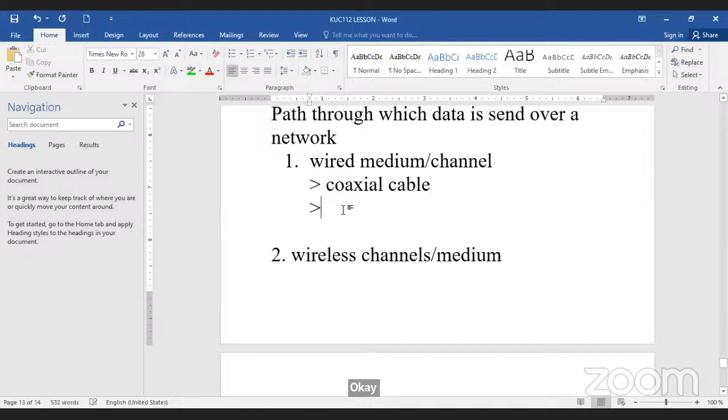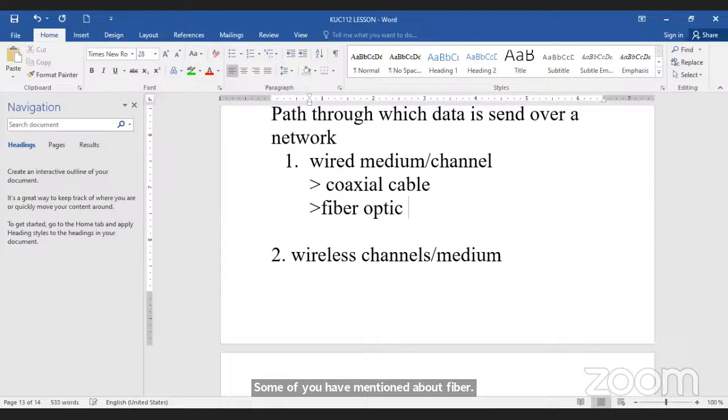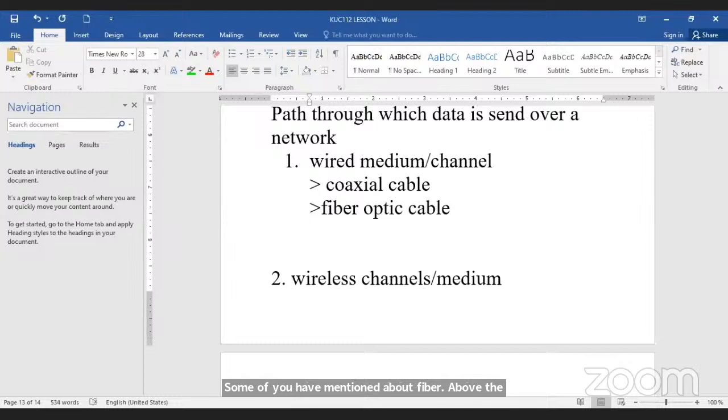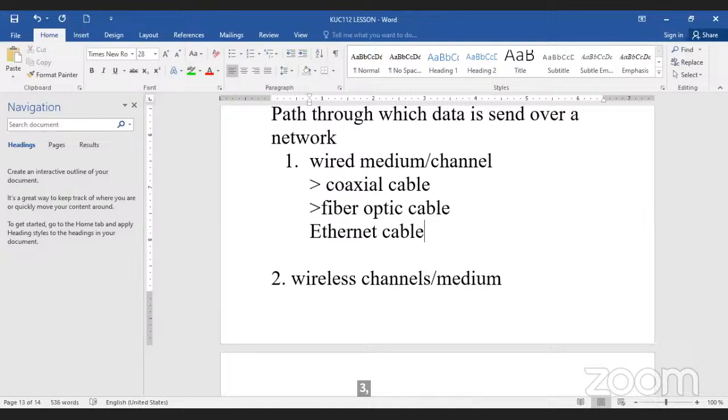Some of you have mentioned fiber optic cable. Some of you have mentioned Ethernet cable. So Ethernet cable, we have those cables that when you go to the lab, the computers are connected to the internet through that Ethernet cable. And many more cables come into existence. So the most important cable is the fiber.